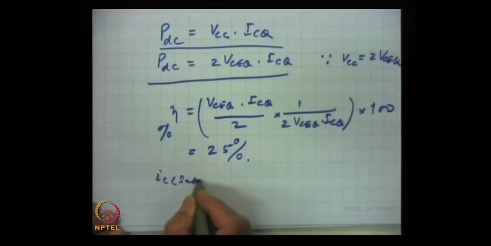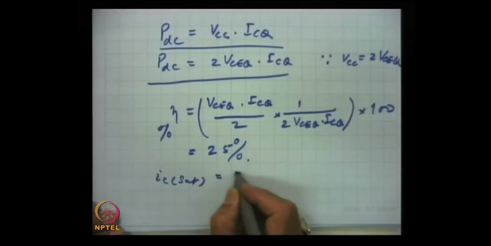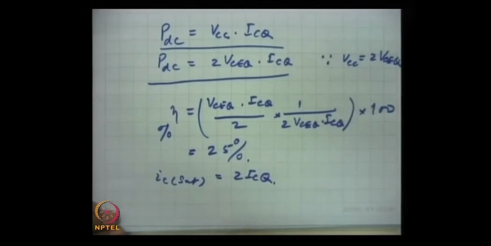Now in fact we can find out whether the design of the circuit is really optimum or not. For that there is a very simple test: for the optimum result, as we are seeing, IC set is equal to 2 ICQ.